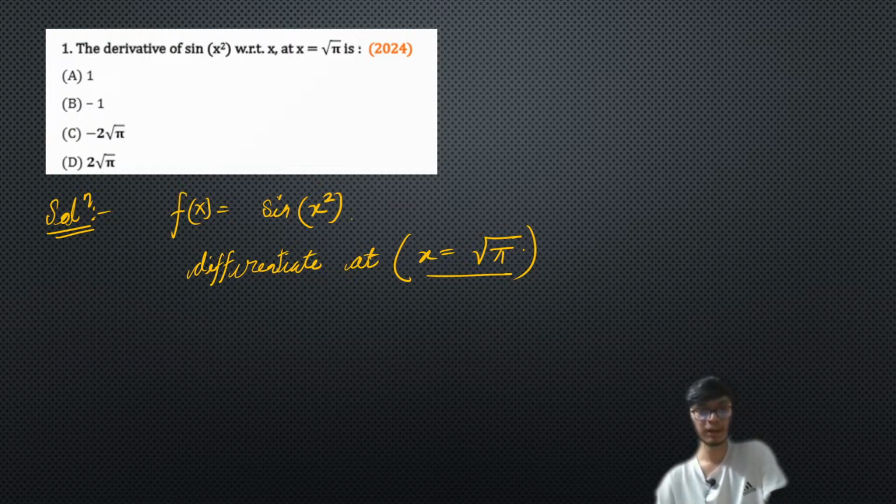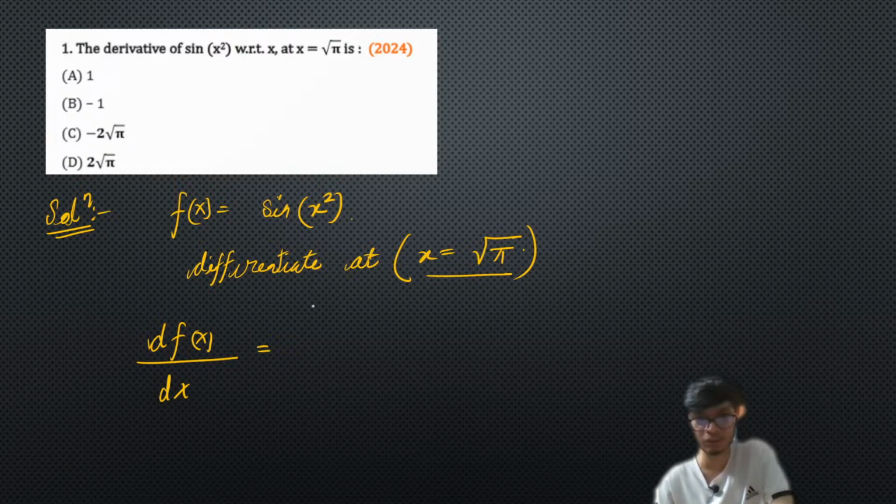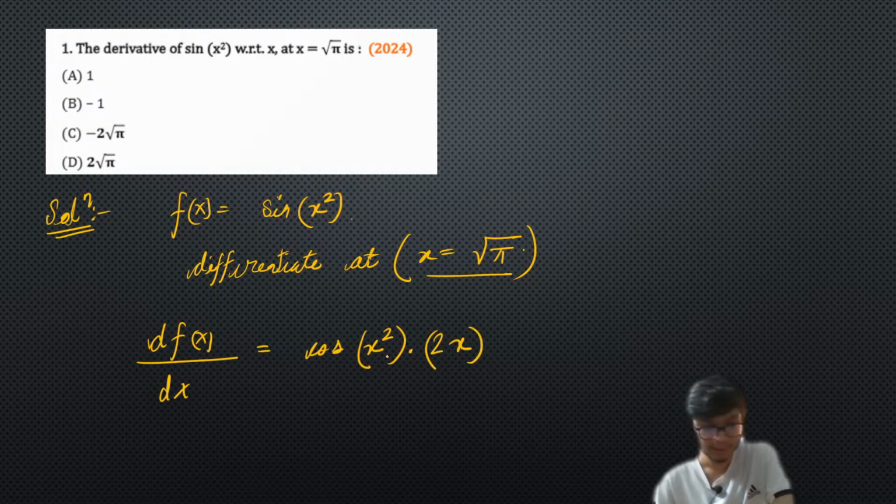Okay, so let's go about it. We have to differentiate at x equals square root of pi. Let us see how we differentiate this. If we differentiate this f of x with respect to x, I'm going to apply the chain rule, because it's basically sine of some function of x. The differentiation of sine is going to be cos, so in place of x I will have x square, multiplied with the chain rule, the differentiation of x square, which is equal to 2x.